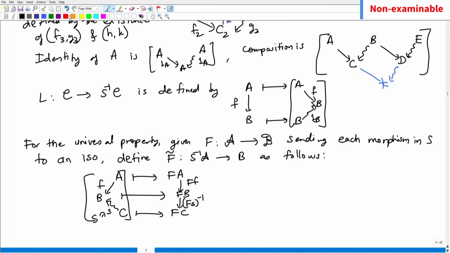F doesn't have an inverse. FS has an inverse. No, I'm asking, suppose S is in capital S. What is the inverse of S in S inverse C? Yes, that's a good question. Maybe I should write it.